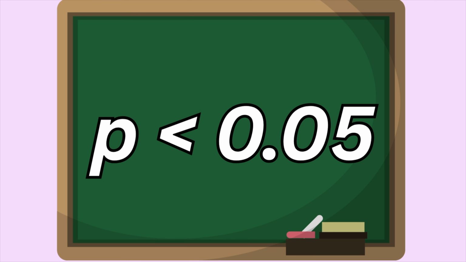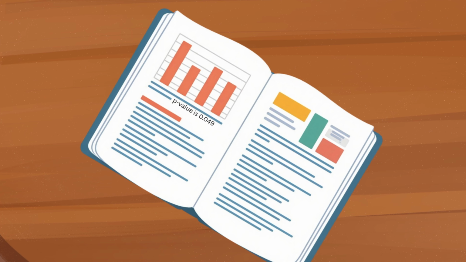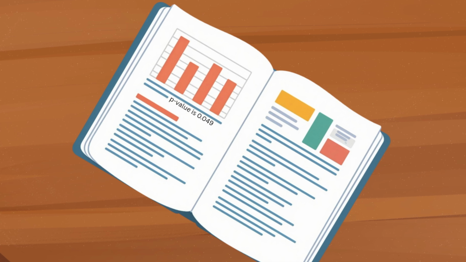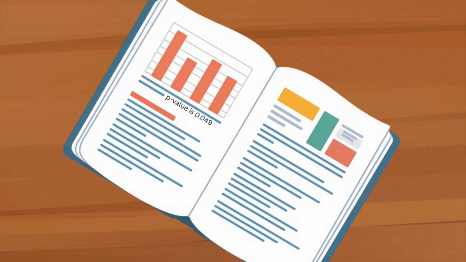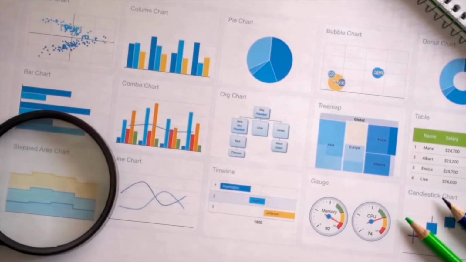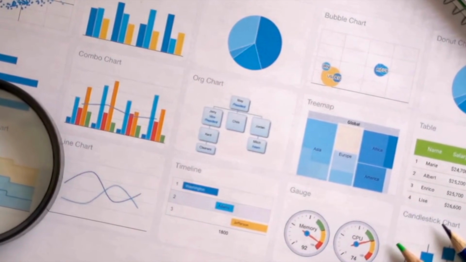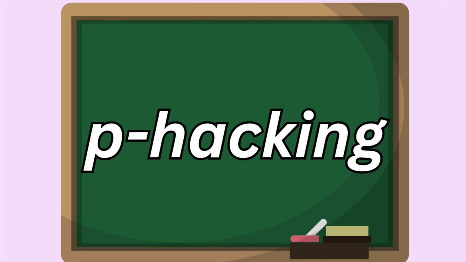In biostatistics, a p-value below 0.05 is the gold standard, suggesting findings are not flukes. It means less than a 5% likelihood the results are pure chance. Still, a p-value of 0.049 gets headlines and attention, even though a small change could tip the results. Small tweaks like changing criteria or excluding outliers can produce the outcome people want. This is called p-hacking. It makes people trust biology less.